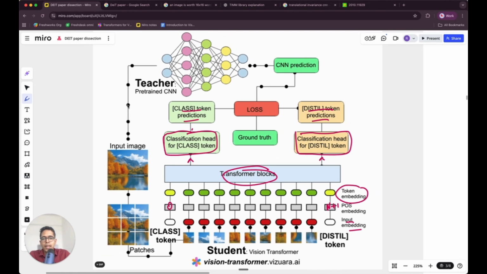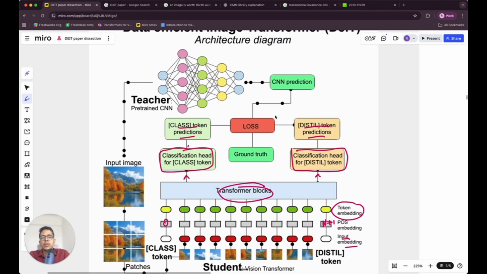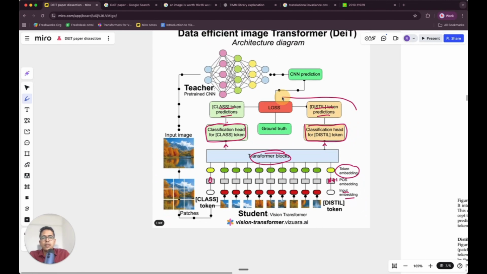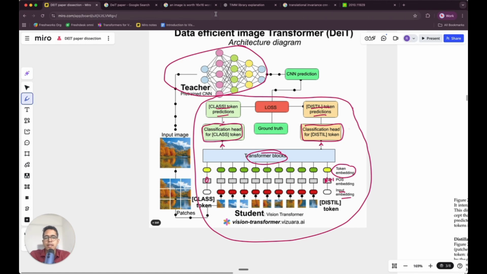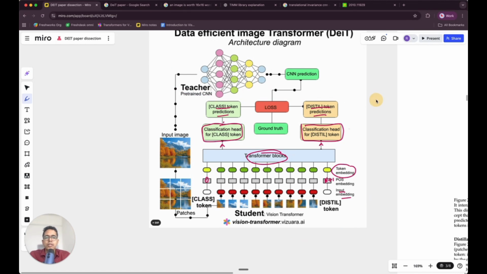At the same time, the input image will be passed through a teacher. Now this whole thing, I will erase this. I'm sorry for drawing it in such a not so beautiful way. But this whole thing is the student. And this pre-trained CNN or pre-trained vision transformer, it can also be a vision transformer, but here I'm saying it's a CNN, is the teacher.